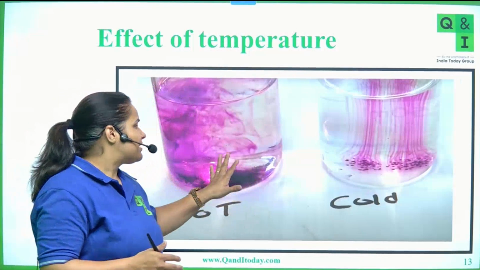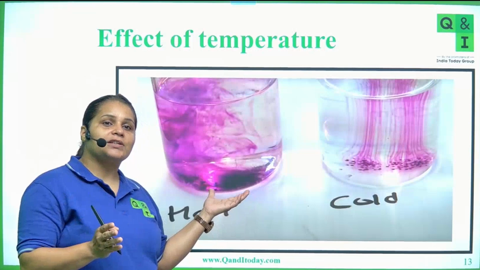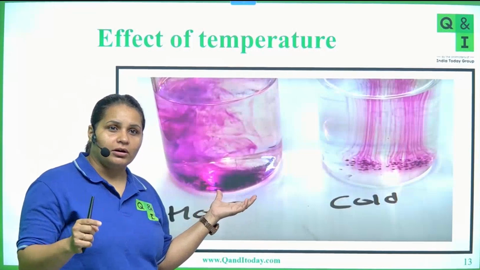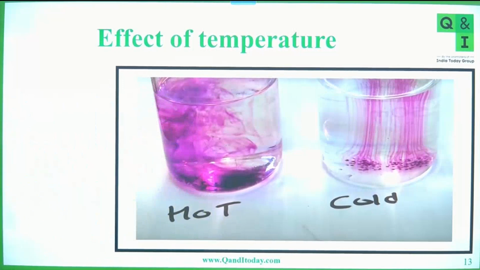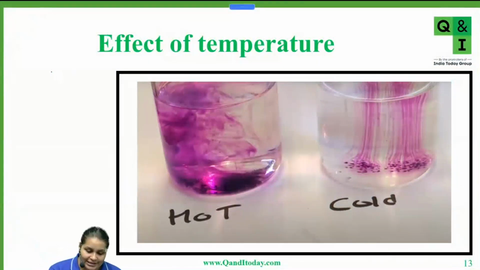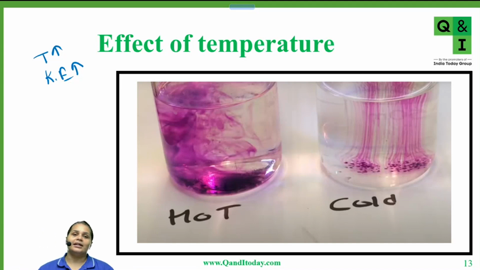And we got to observe here that the rate of diffusion is faster in hot water. Why is it so? This is because the kinetic energy of particles increases with the increase in temperature. Right? So when you increase temperature, kinetic energy of particles increases, and that's why the particles are getting intermixed at a faster rate, because of which we see that rate of diffusion is faster in higher temperature.